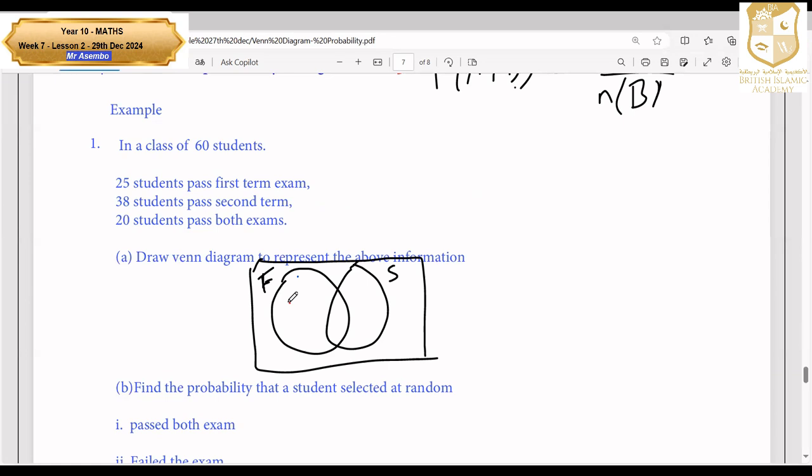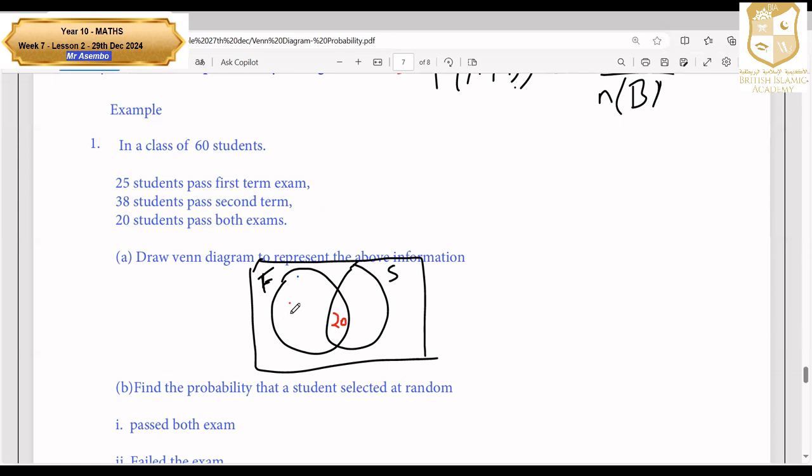Now, are we given the both? We have 20 students who have passed both exams. They have passed the first term exam and the second term exam. So those students are going to be presented here, in the middle. Those have passed first term and passed second term exam.